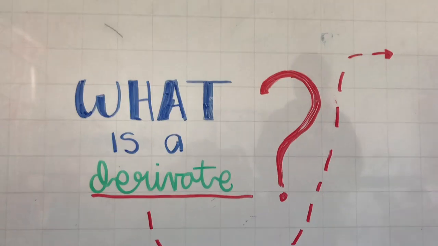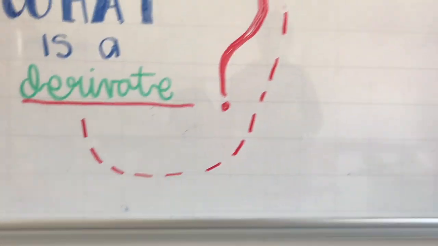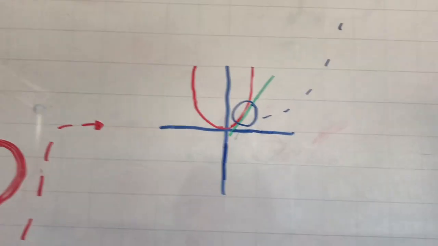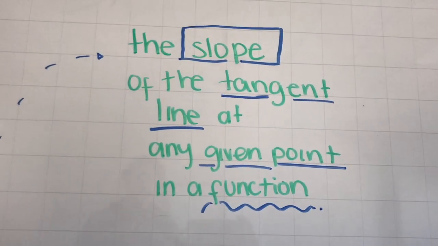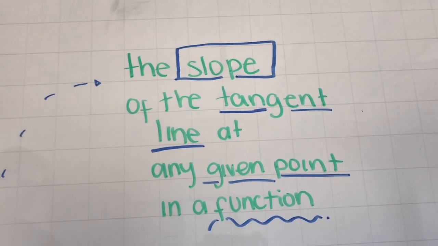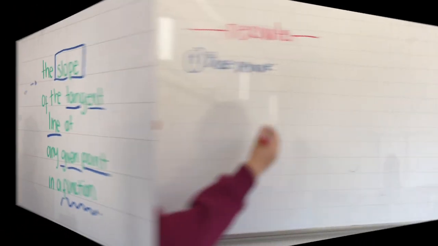What is a derivative? Okay, see that green line touching slightly the function? That is a tangent line. And so, a derivative is the slope of that tangent line at any given point of a function. In other words, it is a part of the function where the tangent line touches.